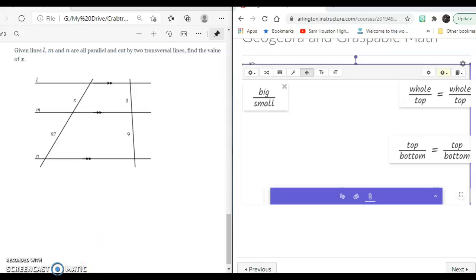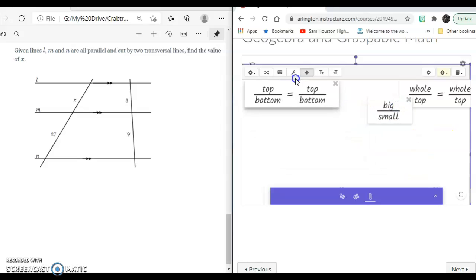So we have our multiple parallel lines, which gives you top to bottom. Okay, so top to bottom is equal to top to bottom.